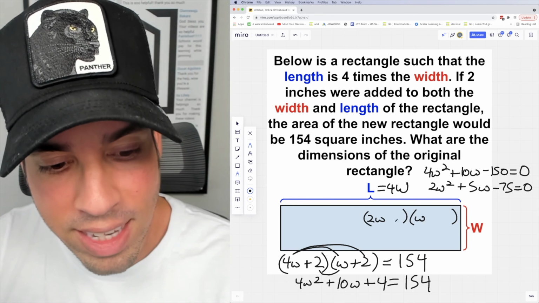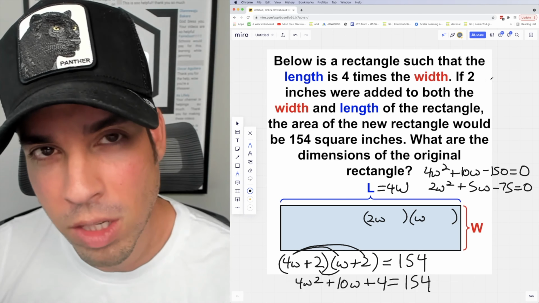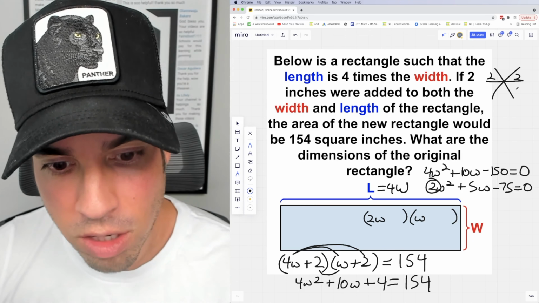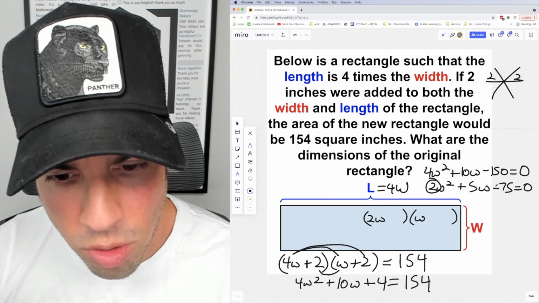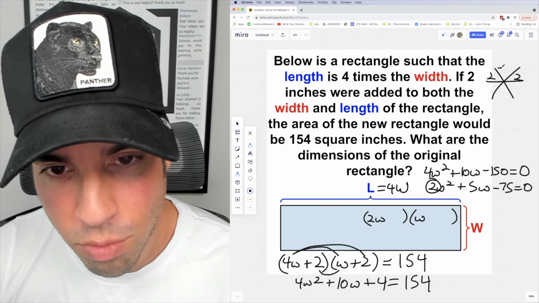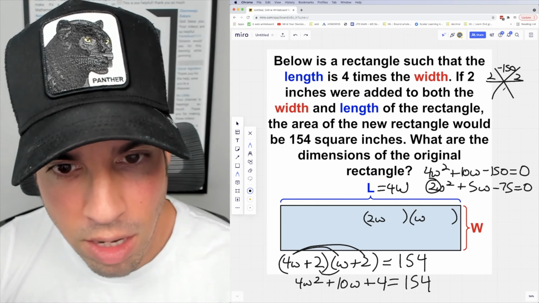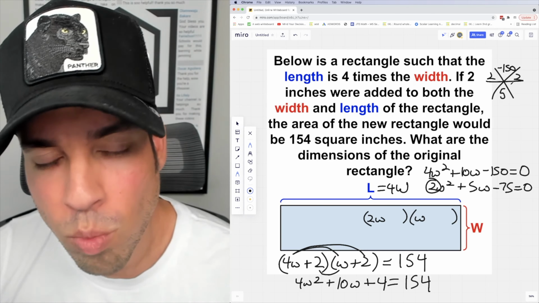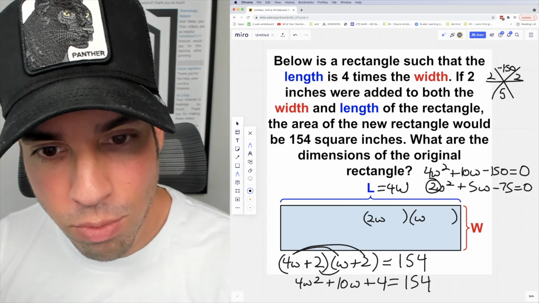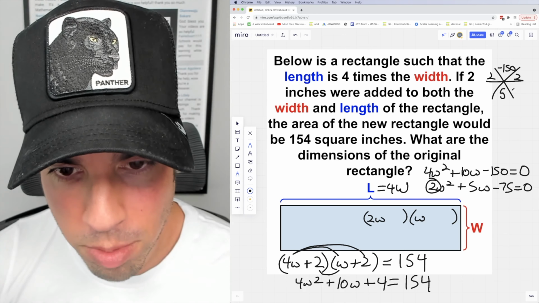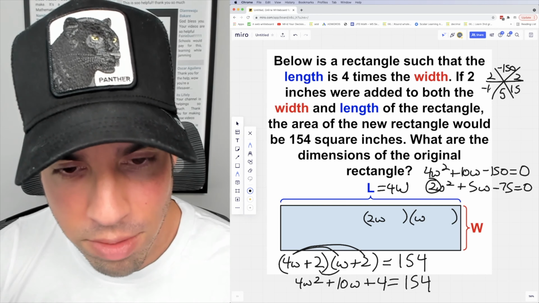While you might be able to guess these values, I'm going to show you something called the star method. I'm going to place the a value up here and here. I'm going to place a times c, 2 times negative 75, which is negative 150. Last but not least, I'm going to place the b value 5 down here. So the question is, what two numbers multiply to negative 150 and add to positive 5? That is, of course, going to be positive 15 and negative 10.